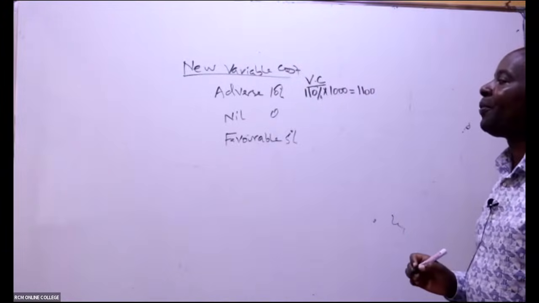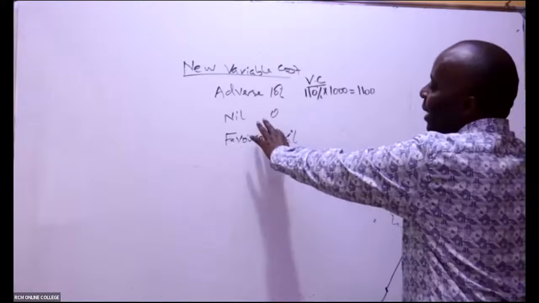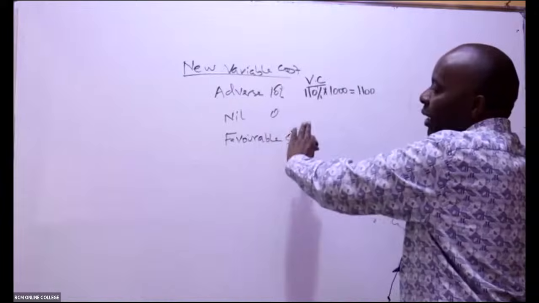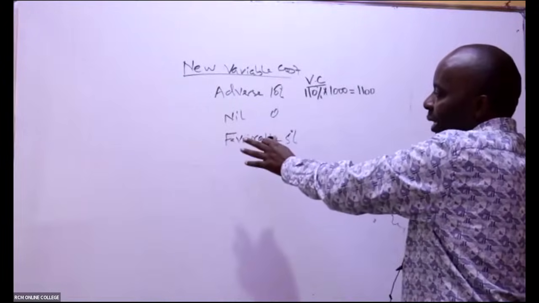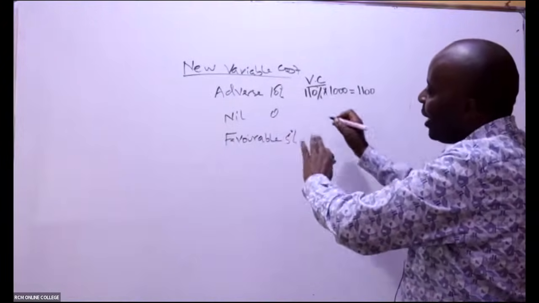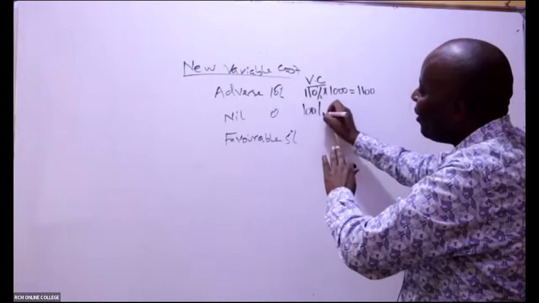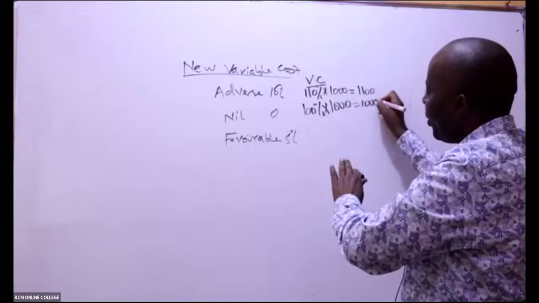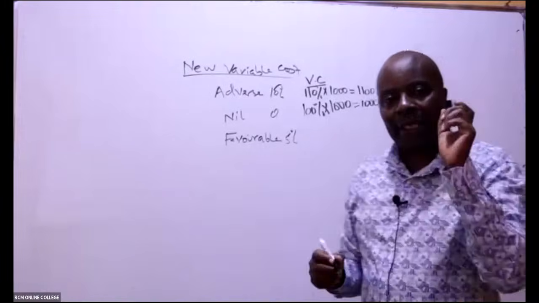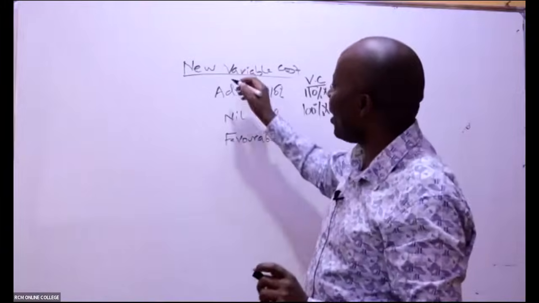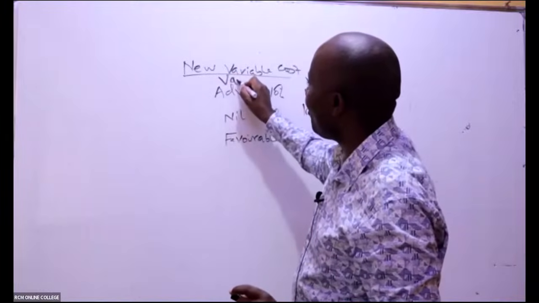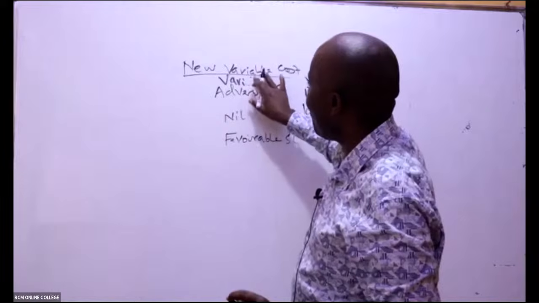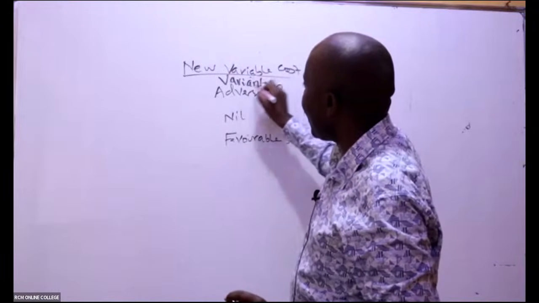1,100. If the variance is nil, it means that the standard and the actual will be the same. Nil means it is at 100% of the 1,000. Whenever the variance is nil, I should have written the word variance on top to avoid confusion.